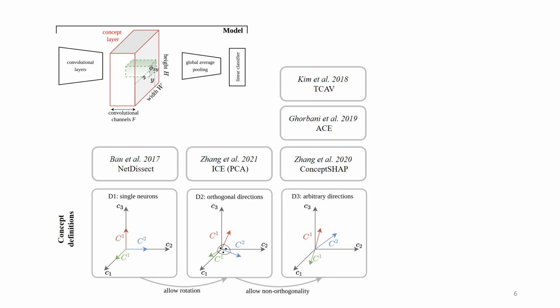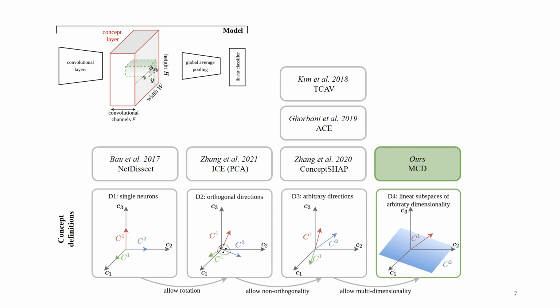The first definition, D1, identifies each convolutional channel with a concept, and thus decomposes the feature space into single channels. Definition D2 is slightly more general and allows concepts to form orthogonal linear combinations of convolutional channels. Definition D3 drops the orthogonality constraint and allows arbitrary directions in feature space.